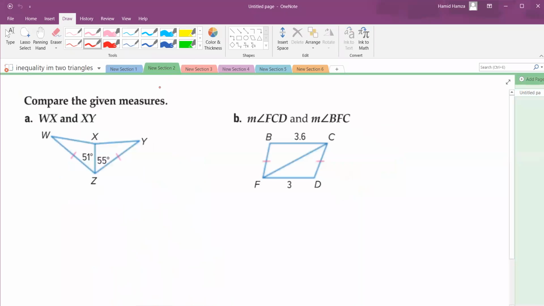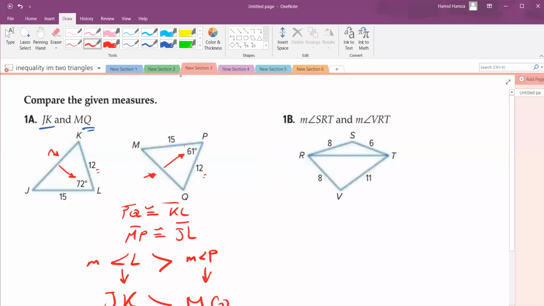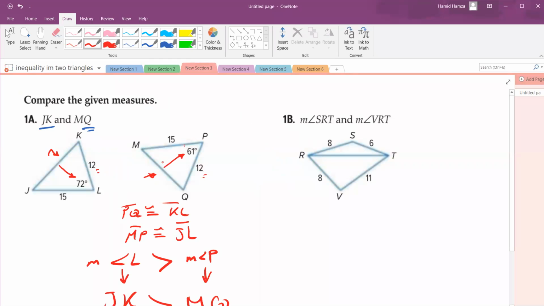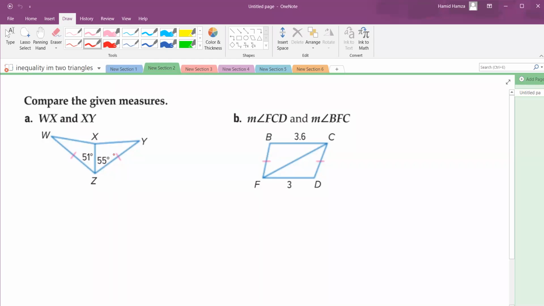Any question about this part? Let's go back again. Okay, guys, so let's go back again to this one. Sometimes he gives you two different triangles like this, and other times he gives you sticking triangles like this. You will notice that we have a common side. So guys, we start by the given.